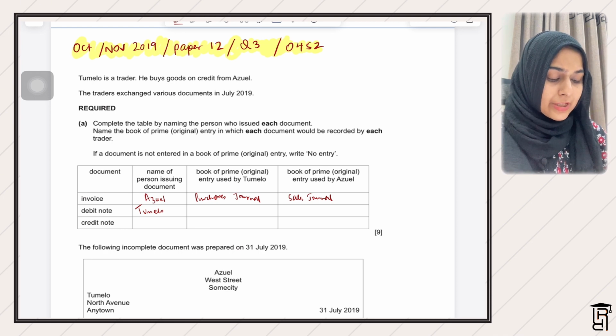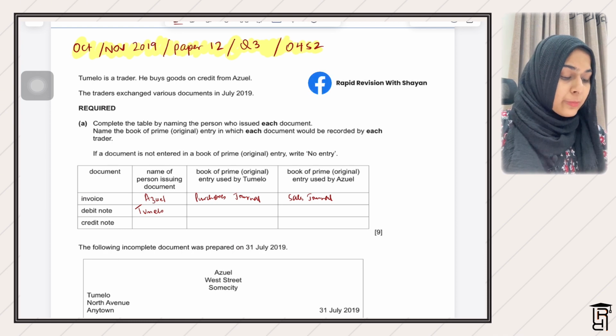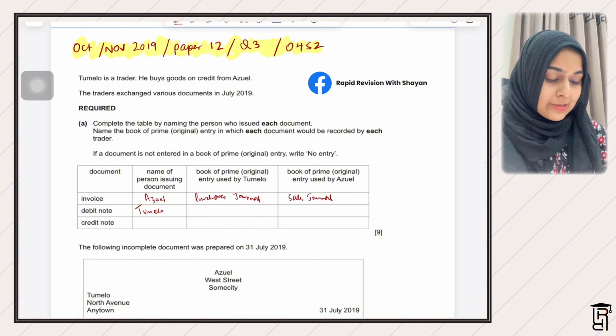For the book of prime entry used by Tamello and the book of prime entry used by Aswell, you need to write no entry, because debit notes are not recorded in any book of prime entry.